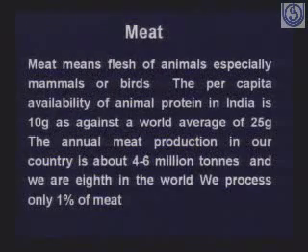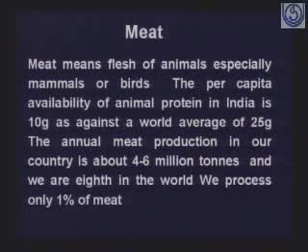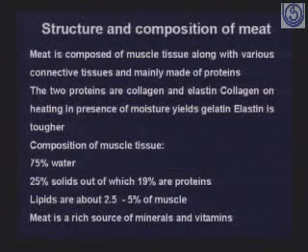We come to meat. Meat means flesh of animals, especially mammals and birds. The per capita available of animal protein in India is 10 grams as against the world average of 25 grams, which is alarming. Because you see, in India we are mostly vegetarians. The annual meat production in our country is 4 to 6 million tons, and we are 8th in the world. We process only 1% of it.